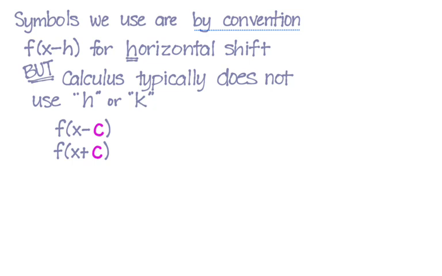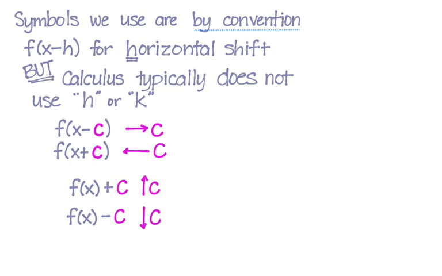And so that's where those came from. But in calculus, we'd just be using C. And it just means when you have x minus c, you're going to move to the right c units. When you have x plus c, you're going to move to the left. Okay. When we add at the end, that's going to be going up or down.